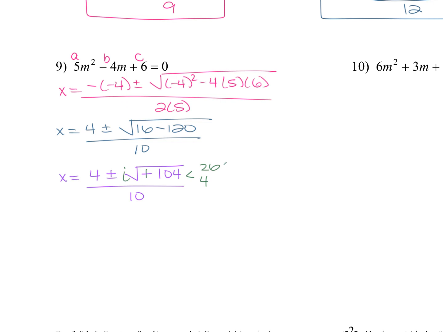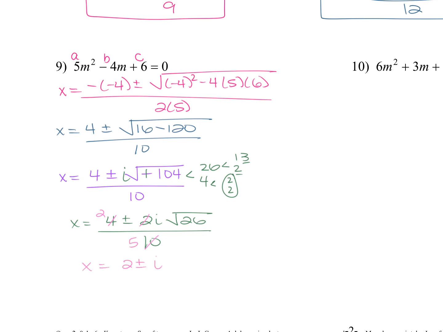So that 26 is 2 and 13. The 4 is 2 and 2. So your 2 2's will pair up. 2 and 13 stay under. That's 4 plus or minus 2i square root 26 all over 10. 4 turns into 2, 2i turns into i, 10 turns into 5. That gives you 2 plus or minus i square root 26 all over 5.